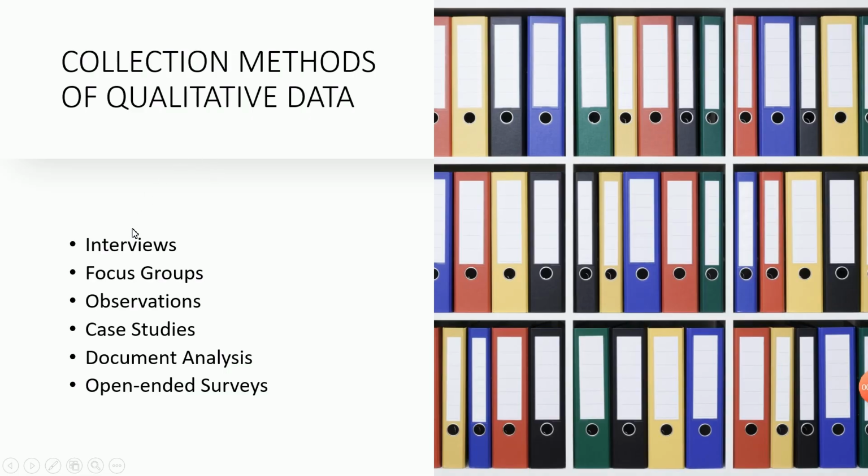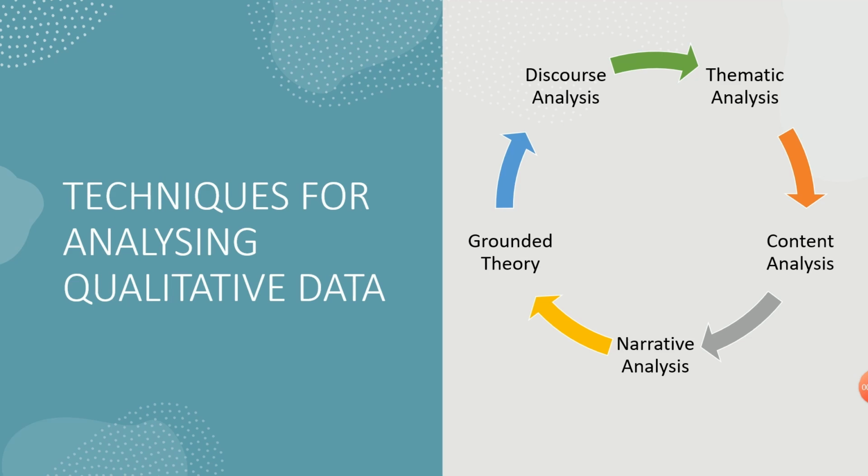Next, collection methods of qualitative data. So how can we collect it? First is interviews and then focus groups. These two are done in social science research nowadays, and then observations. This applies to science also, and then case studies, document analysis, open-ended surveys. So these are the different methods to collect the qualitative data.